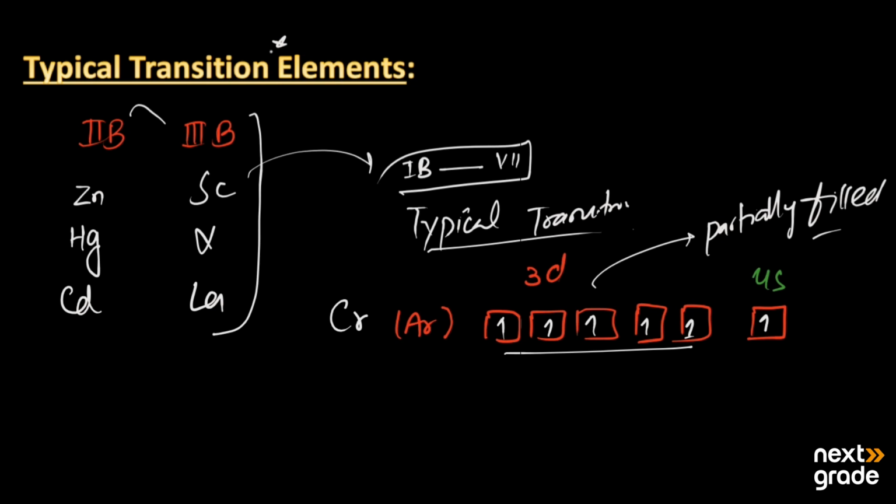I'm just going to revise the topic. The typical transition elements have partially filled d orbitals or f orbitals. On the other hand, the non-typical transition elements do not have partially filled d orbitals or f orbitals. So this was all about today's topic.